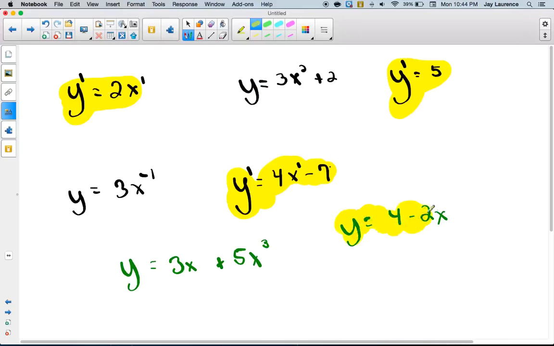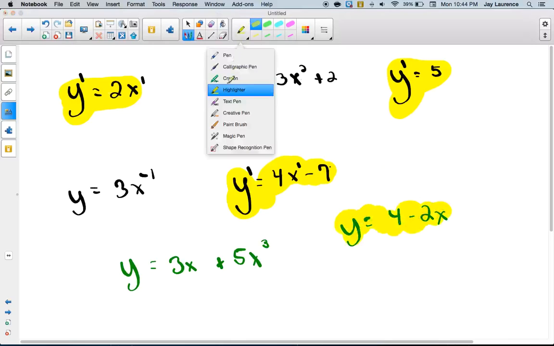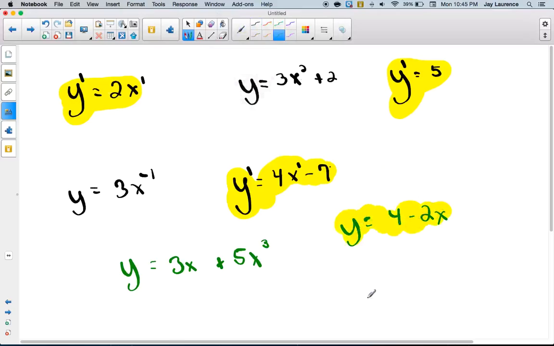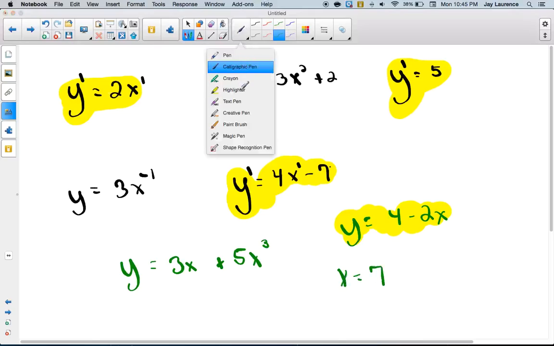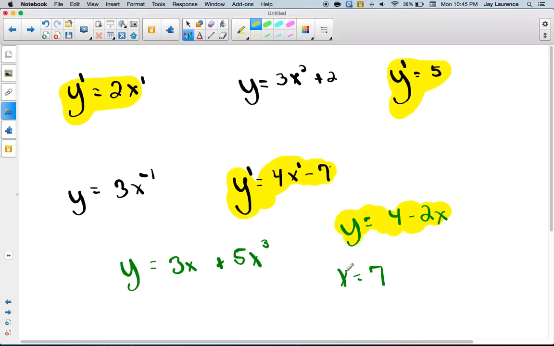There's one more I want to throw at you here. How about x equals 7? If you guess linear, you are correct. That would produce a vertical line. Okay. The highest power there is 1.